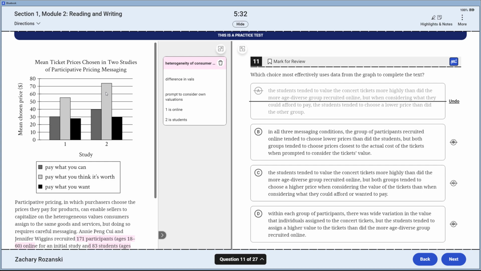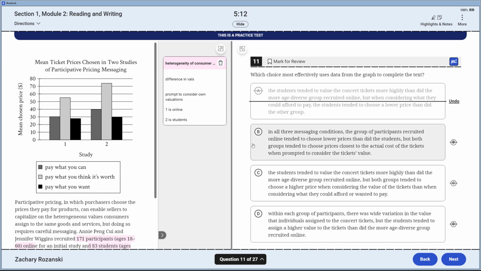Then did the more age group recruited online. That's true. In each bucket they do. So that satisfies the first one. But both groups tended to choose a higher price when considering the value of tickets than when considering what they could afford or want to pay.